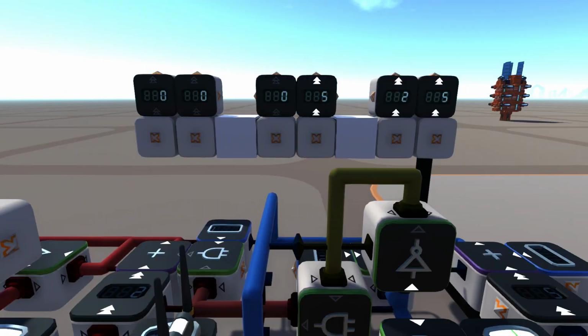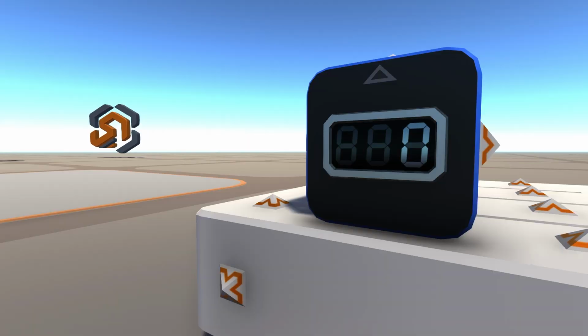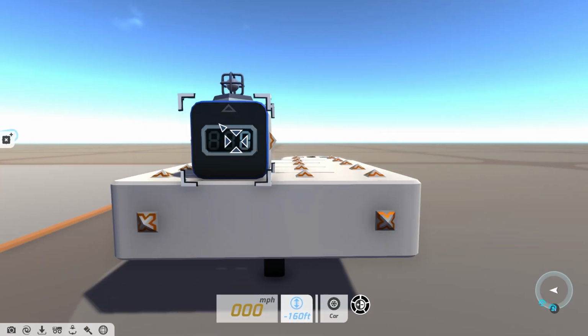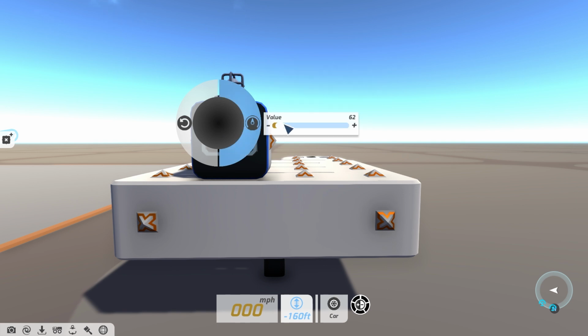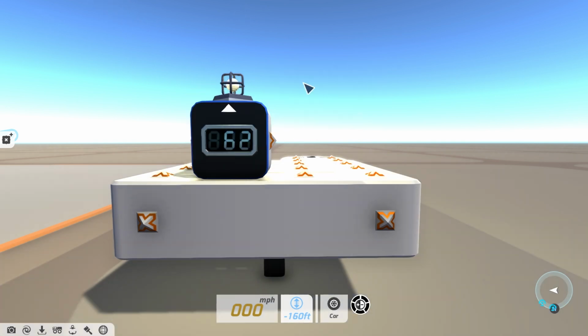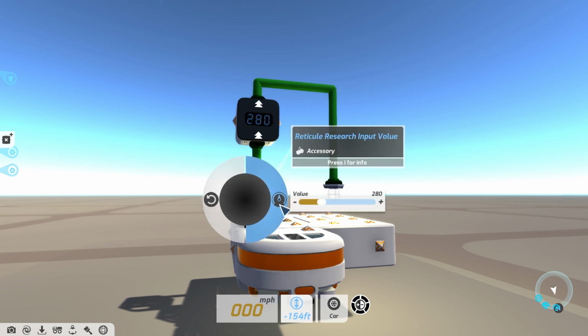Today we're taking a look at the value blocks that are coming to TerraTech in the Circuits and Systems update. We start off with the Value Input block. This will take a user input value from 0 to 999 and output it as a signal. The Value Display block will display the current value being passed through the circuit.